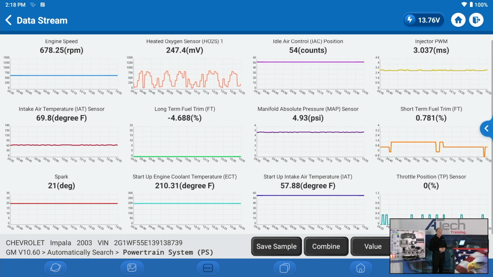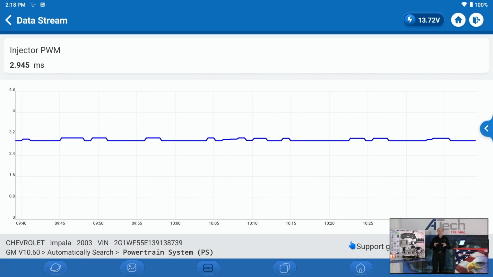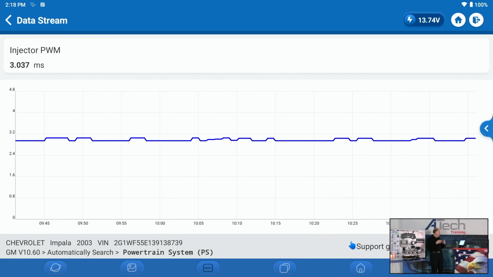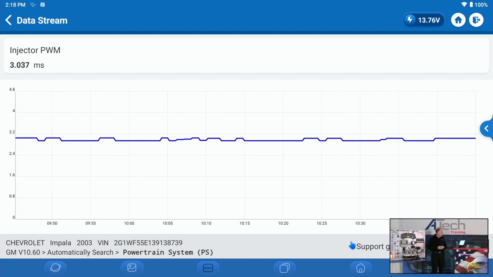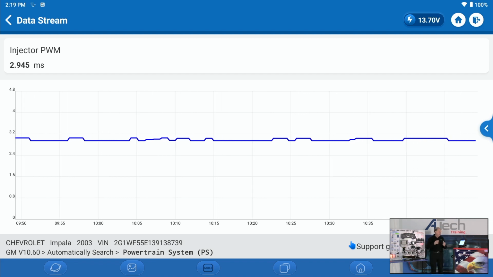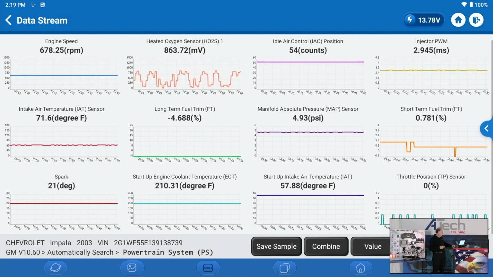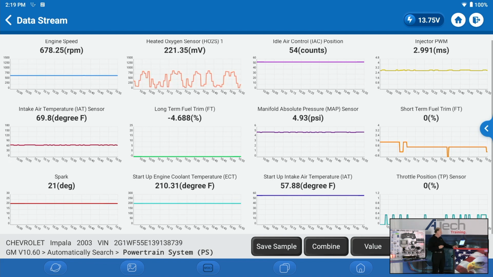Now, at the same time, if I looked at my injector pulse width, it should be constantly changing. It's not going to be a drastic change, but a slight change. If it doesn't do that, we've got an issue with a particular car. So I'm looking at my injector pulse width. So in relationship, let's see if we look at a couple other things to look at on this one.